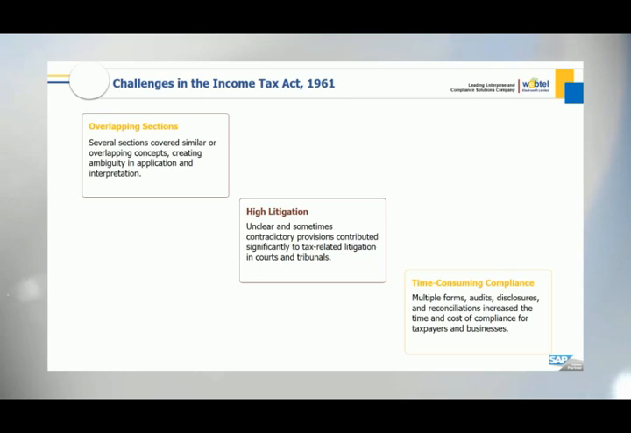Provisions dealing with similar matters were often spread across different parts of the Act, while overlapping sections addressed the same issues in slightly different ways. This created ambiguity and contributed significantly to litigation. As a result, tax compliance became time-consuming, involving multiple forms, audits, reconciliations, and prolonged interaction with tax authorities.